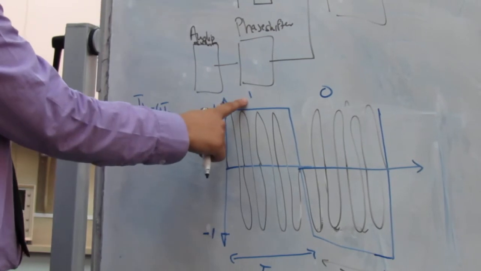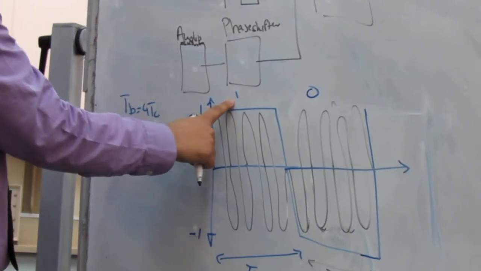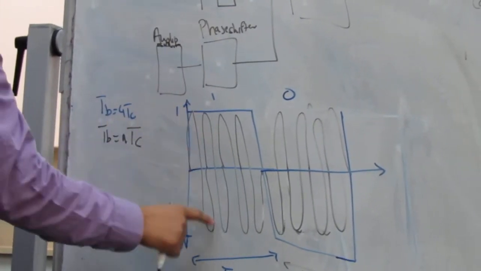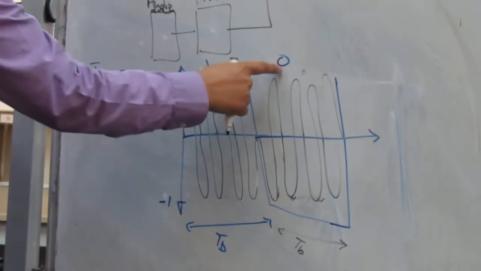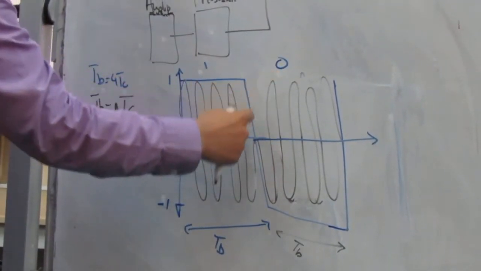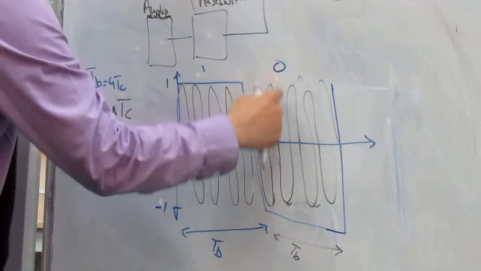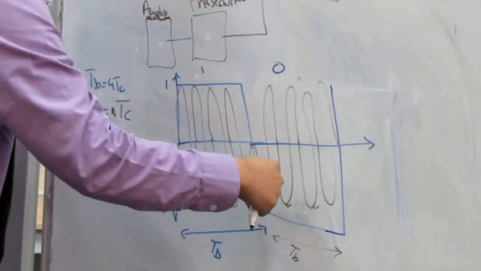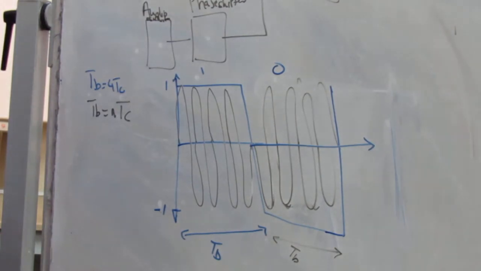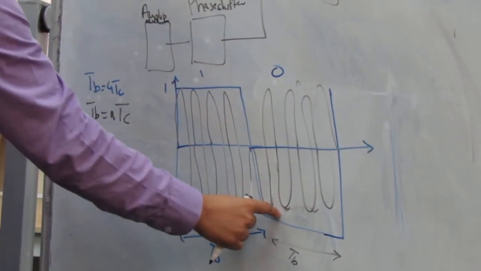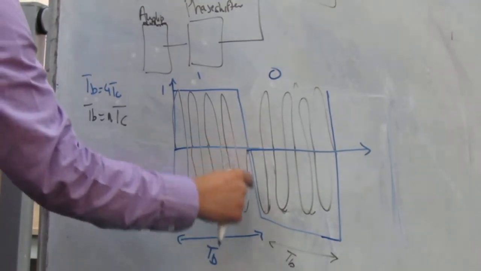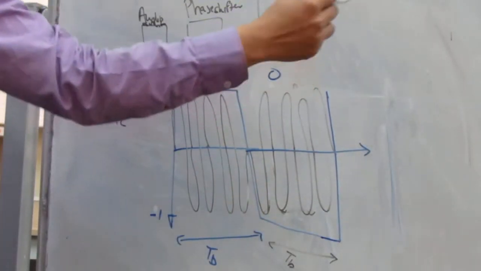Whenever it's a 1, the phase is 0, so it starts from 0, and there are 4 time periods. Whenever it's a 0, the phase is 180, so it starts from the other side, inverted. And you can see that whenever there is a change in bits, the phase change is evident. It's either a W or it will be an M.